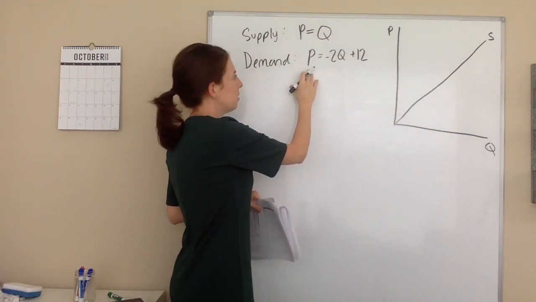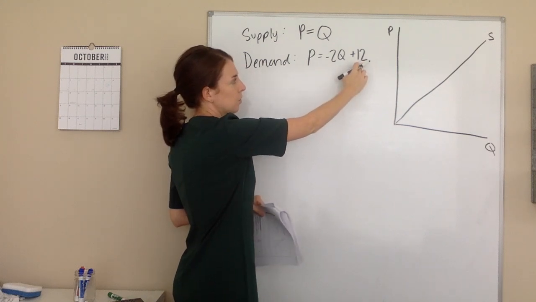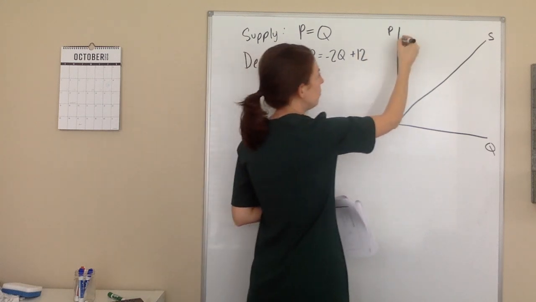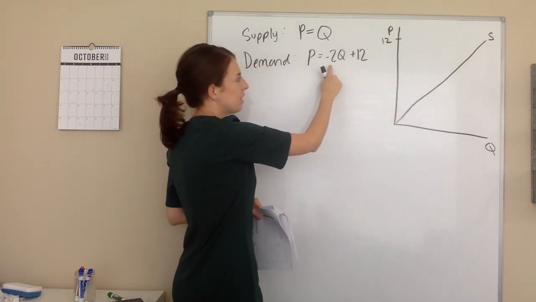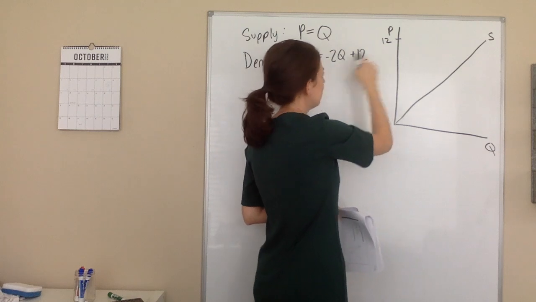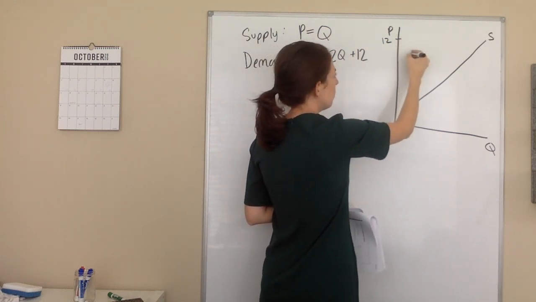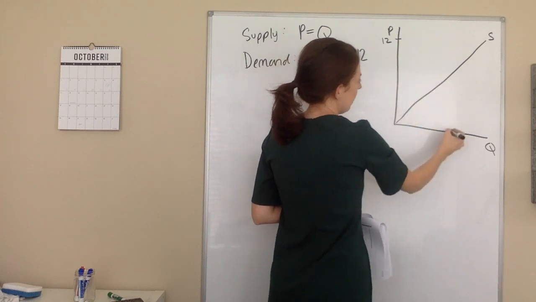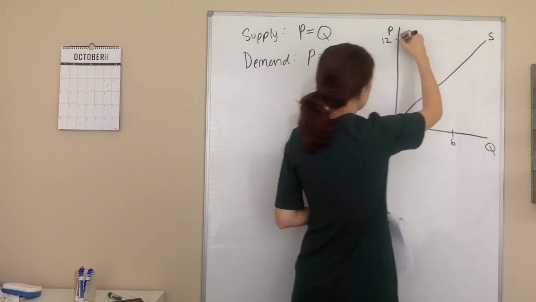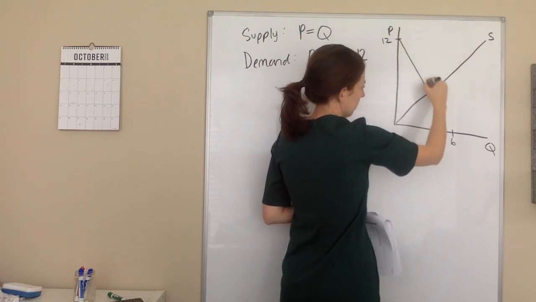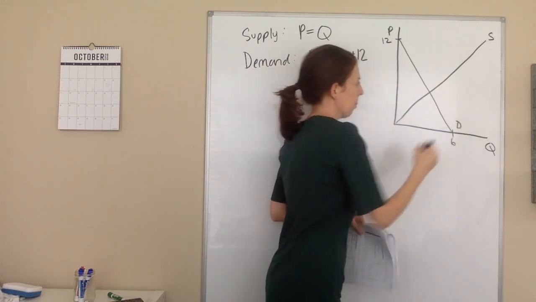In the demand side, the intercept along the vertical axis is going to be 12, and the slope of the demand line is negative 2, so it's going to be twice as steep. You go down 2 over 1, down 2 over 1, and you're eventually going to get to 6 when you do this. And this is going to be the demand.